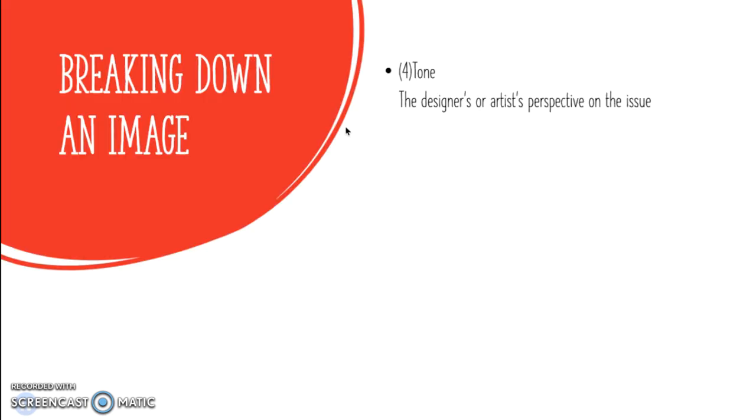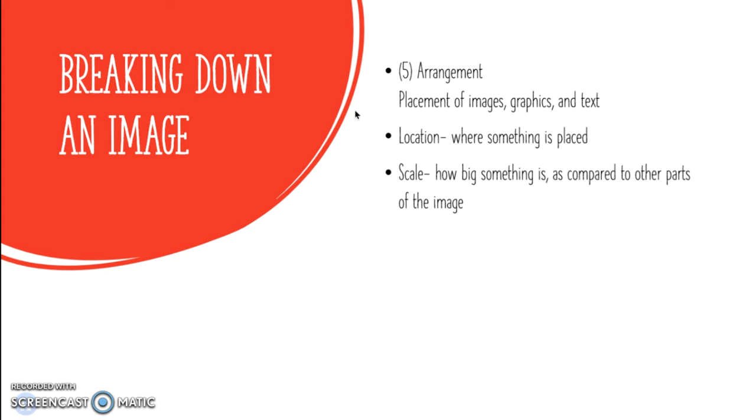4 is tone. A lot of times you can look at a particular image or advertisement and you can tell what the designer's or artist's perspective is on the issue by how they present the issue or the advertisement or the image. 5, arrangement. This is just the placement of the images or the graphics or the text on the page. So the location where something is placed on the page, and scale, how big or how small something is compared to other parts of the image on the advertisement.